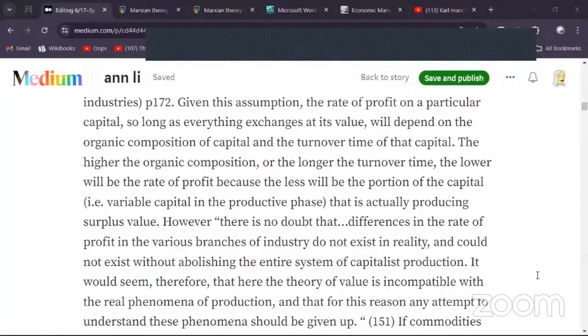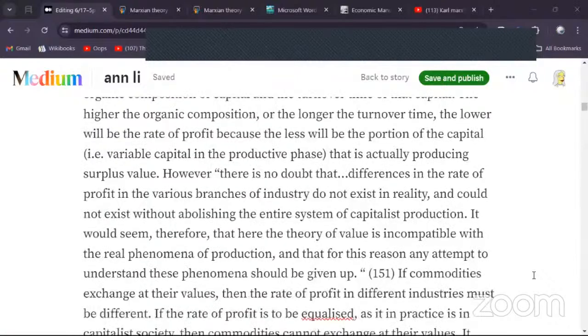However, there is no doubt that differences in the rate of profit in the various branches of industry do not exist in reality and could not exist without abolishing the entire system of capitalist production. And well, that's a little overstating it, but there is a difference, and that's kind of why we have globalization.